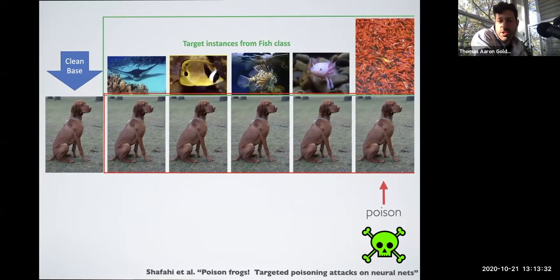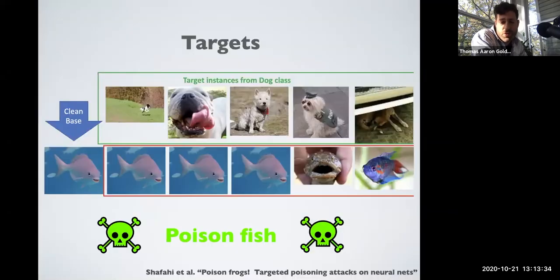And just to show I didn't cherry pick too badly, I'm going to reverse the roles here, and I can use these poison fish to change the identities of these dogs. So each of these poison fish makes one of these dogs into a fish at test time if it's present in the data set.